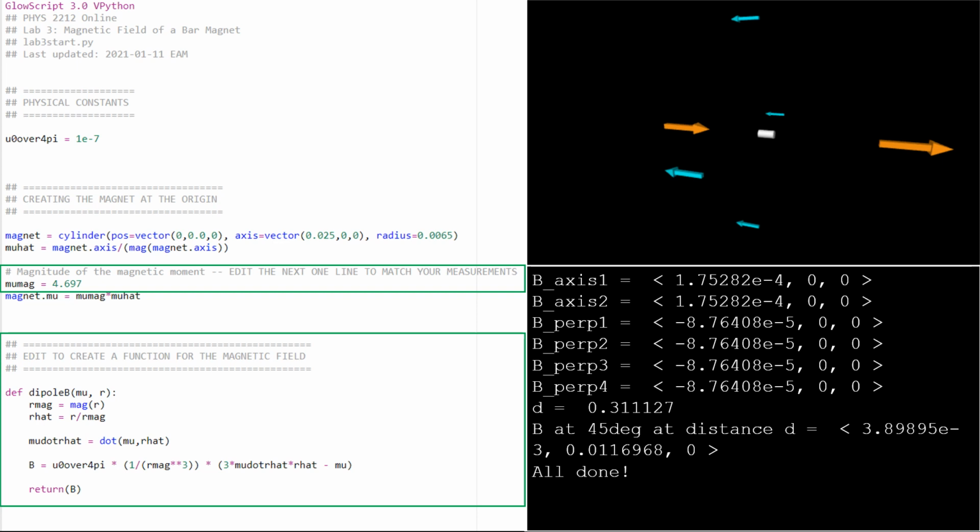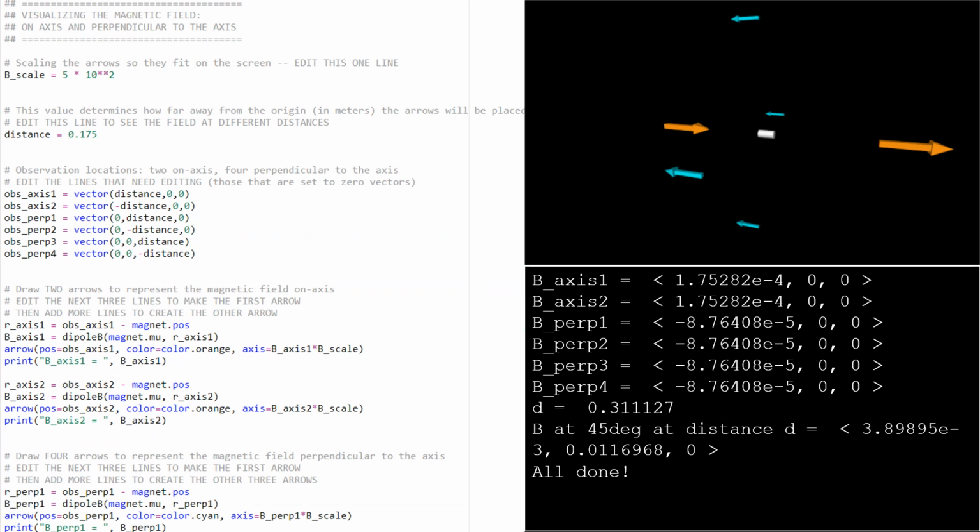We get the unit vector of r by dividing it by its magnitude, and then we can also compute the dot product of the magnetic dipole and r hat before plugging all these values into the formula I listed in the introduction. The scale is applied to the magnetic field vector as well as the distance between the bar magnet and the observation vectors so that we can get a general sense of the magnetic field in the screen on the right.